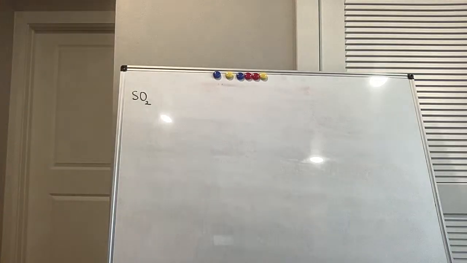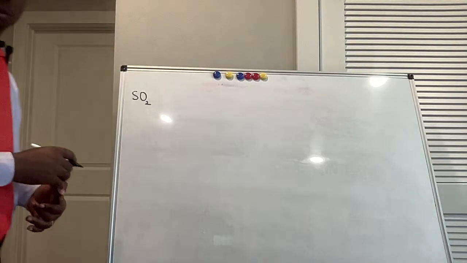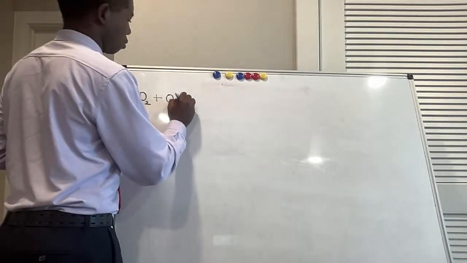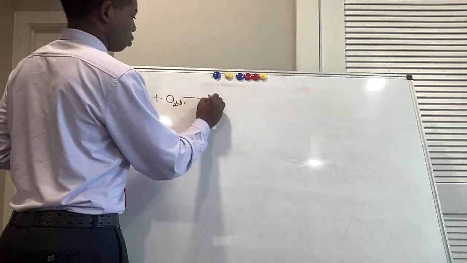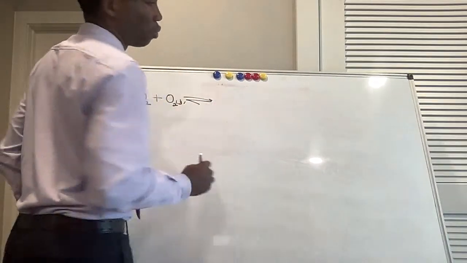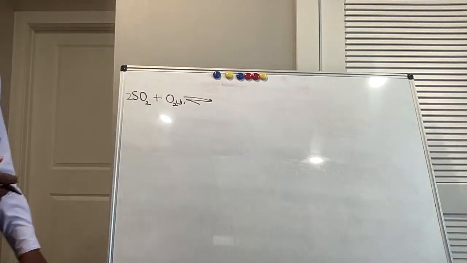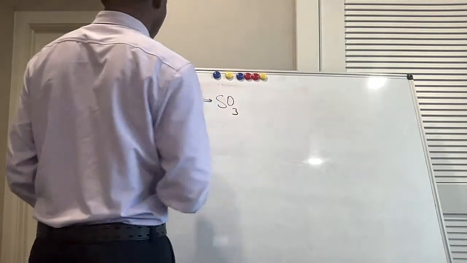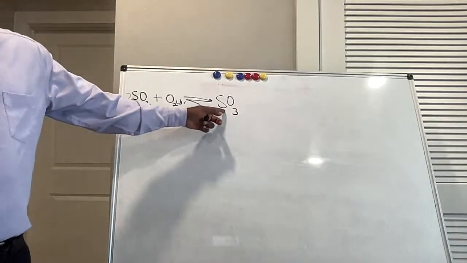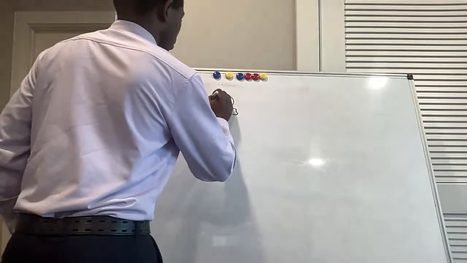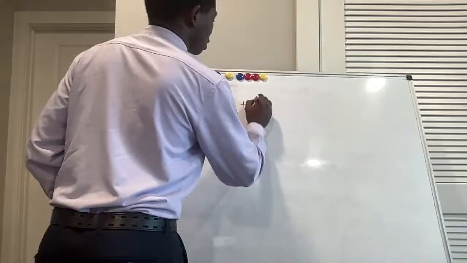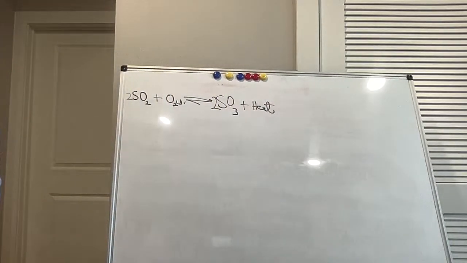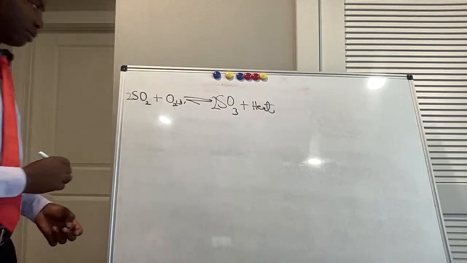So now let's look at formation of sulfuric acid when this reacts with what? Oxygen. When this reacts with oxygen, it gives what? SO3, which is sulfur 6 oxide, plus heat. So in this reaction, this is formation of sulfur 6 oxide.